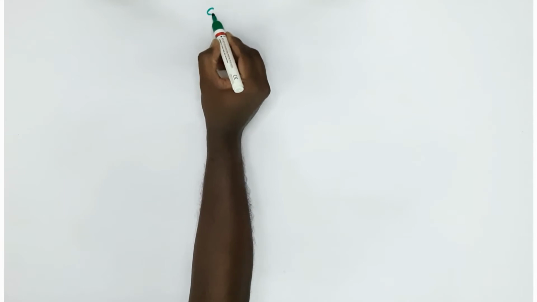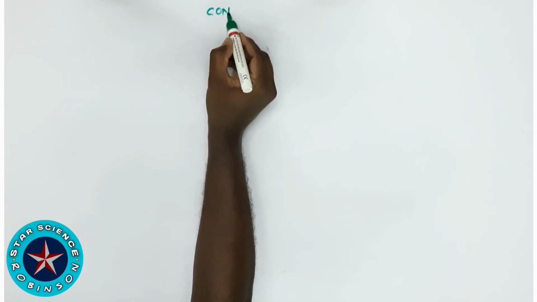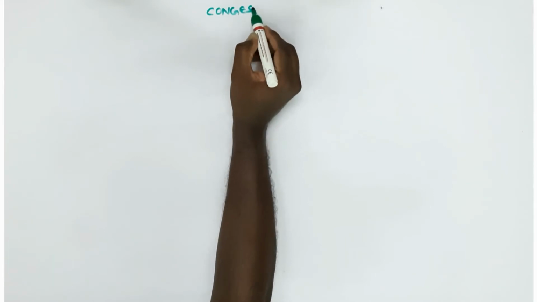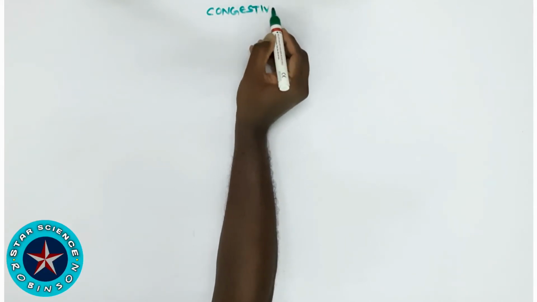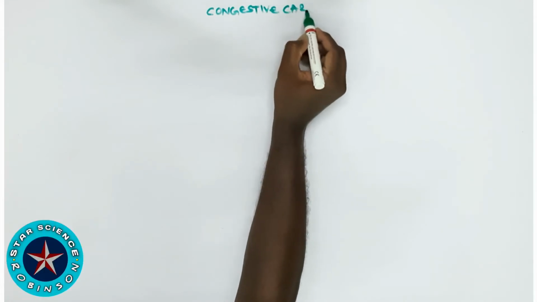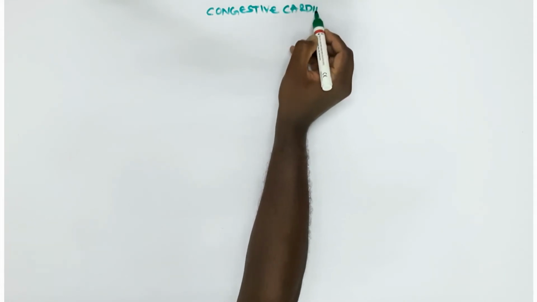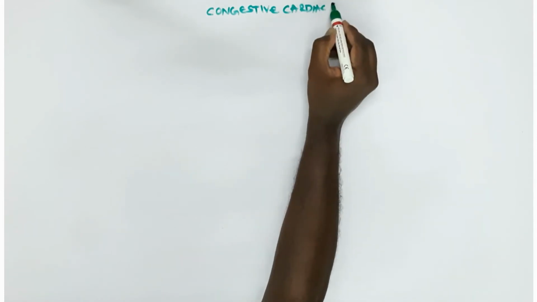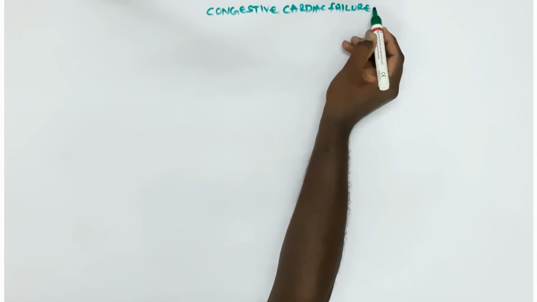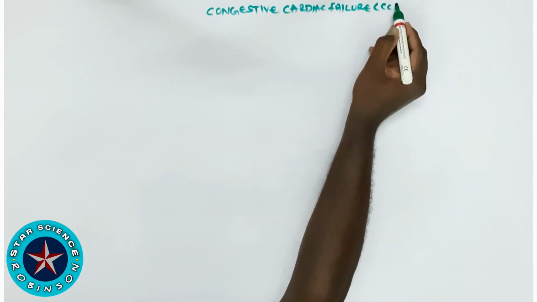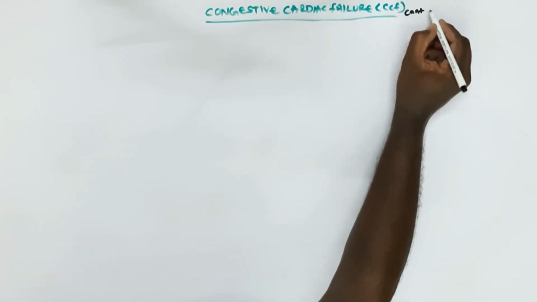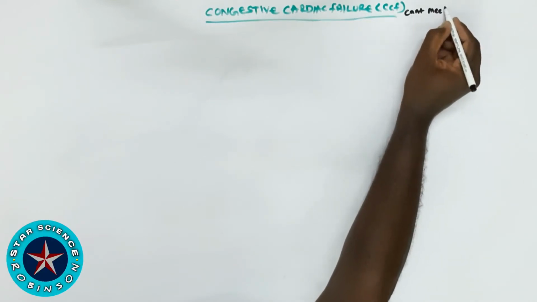Congestive cardiac failure. So today we're going to see about congestive cardiac failure. First we have to see the definition. Congestive cardiac failure is decreased cardiac output to meet the metabolic demands of the body. In this condition the heart loses the ability to pump blood efficiently throughout the body, so it can't meet the demands of the body.